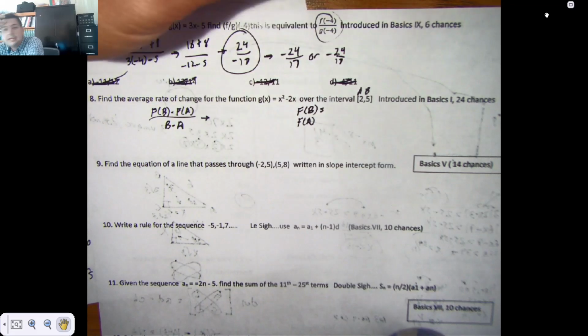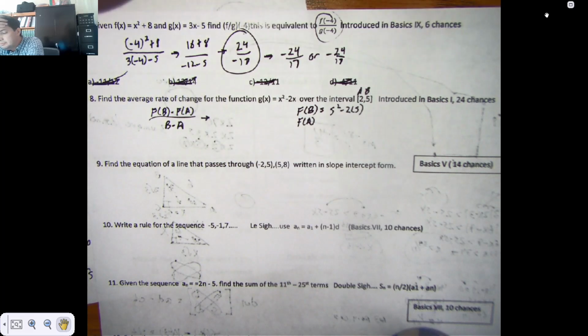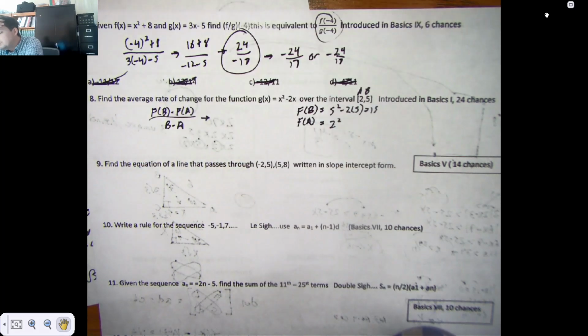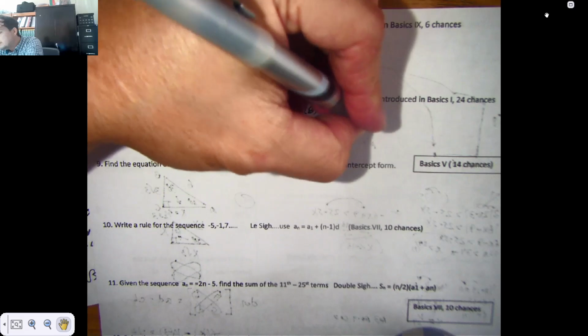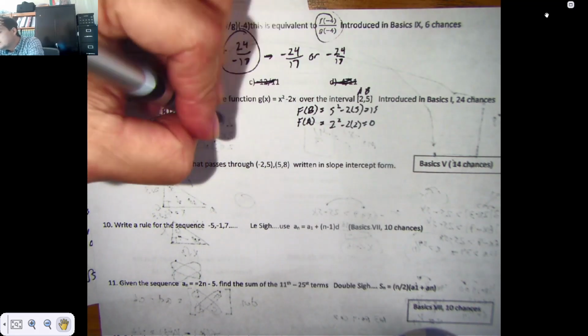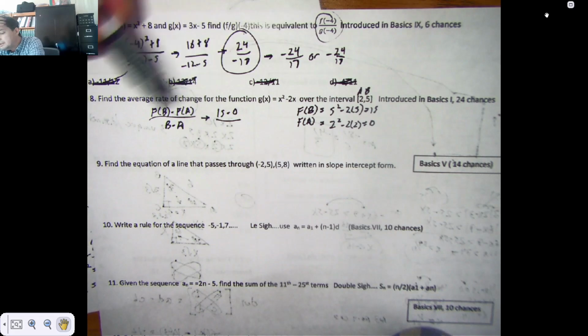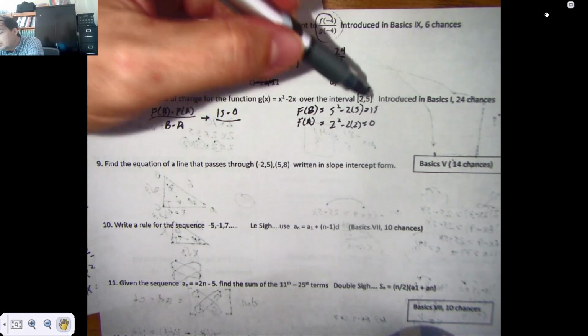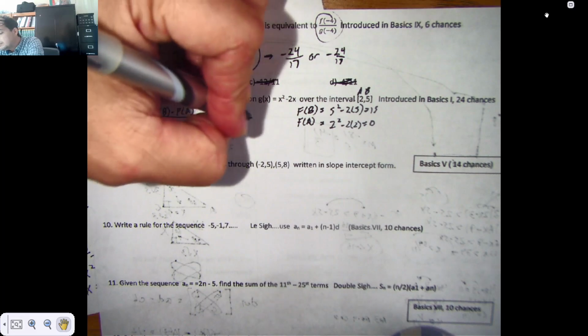Anyways, we got to find f of b, and we got to find f of a. To find f of b, we plug in a 5, because for the gajillionth time, it's a then b. It would be 5 squared minus twice a 5. 5 squared is 25. You take away 10, you get 15. f of a happens when you plug in a 2. 2 squared minus 2 times 2. That's 0. So this is 15 minus 0 up top, because f of b minus f of a, over 5 minus 2. That's 15 over 3, which is 5.